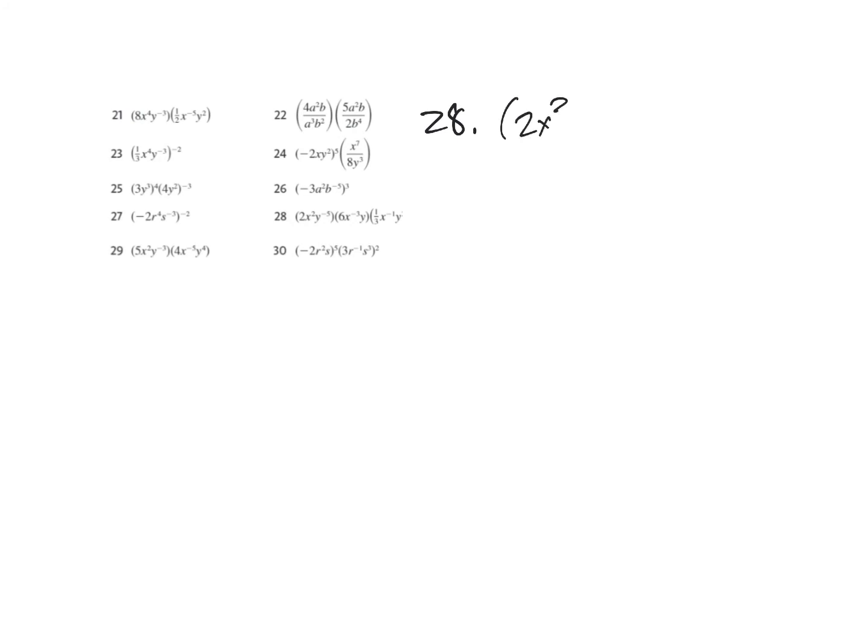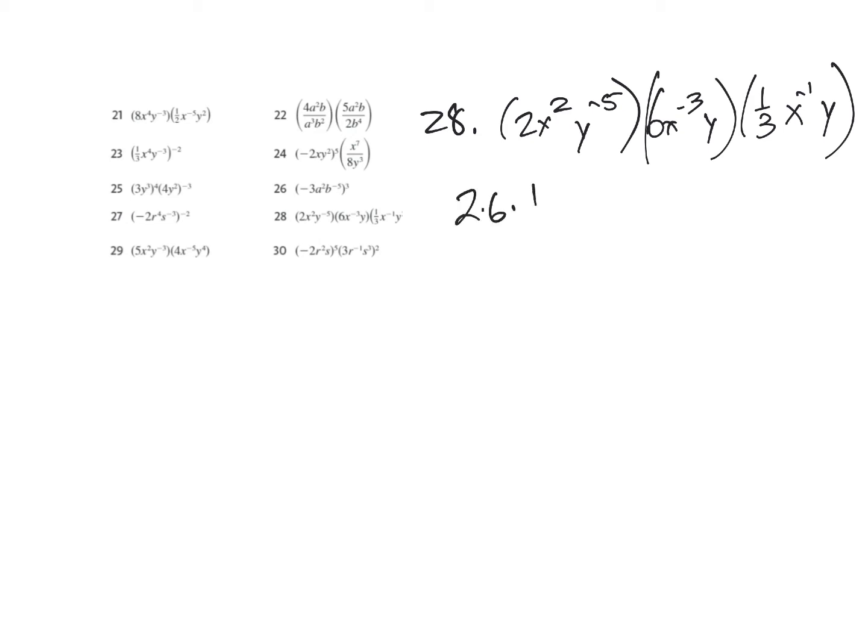is 2x squared times y to the negative 5, 6x to the negative 3 times y, and 1/3 x to the negative 1 y. Okay, so again, there are no exponents on the outside of the parentheses. Everything's multiplication. We don't need the parentheses. So 2 times 6 times 1/3 times x squared times x to the negative 3 times x to the negative 1. And then times y to the negative 5 times y to the first times y to the first.